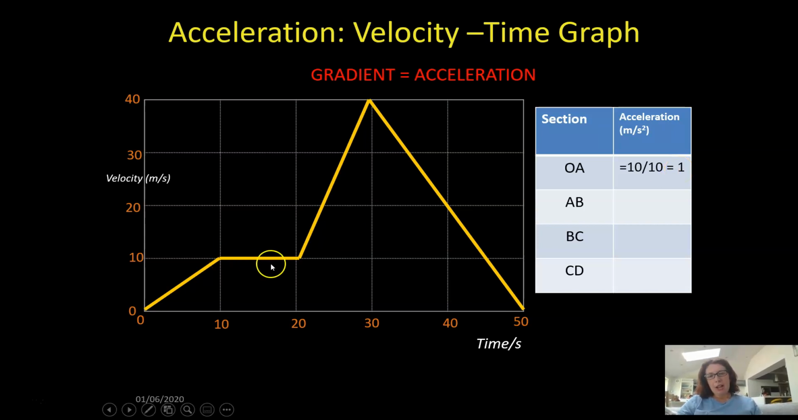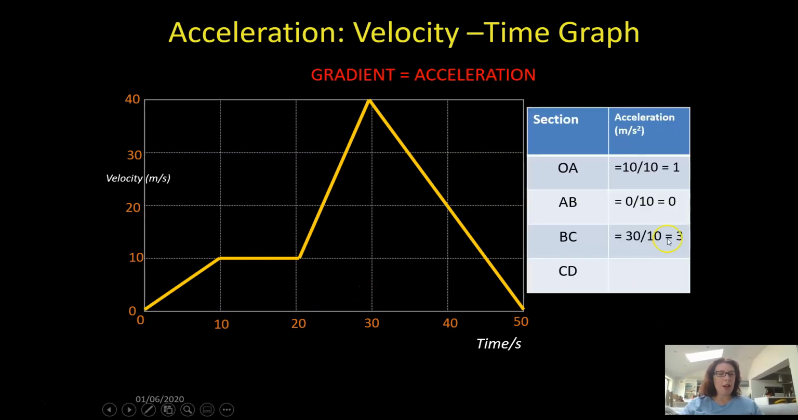If we look in the next section, A to B, the line is flat, so the change in speed is 0. It stays at 10 meters per second. And the time that takes is 10 seconds. So we get 0 divided by 10, which is 0, which means we're moving at a constant speed. There is no acceleration. This line is steeper, so the change in velocity will go from 10 to 40. Okay, so the difference is 40 minus 10, which gives me 30. And the time that took is 10 seconds. So 30 divided by 10 is 3. Okay, and we can see that number is higher than this number, which means it's a greater acceleration.